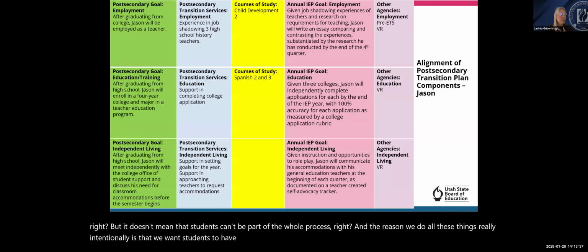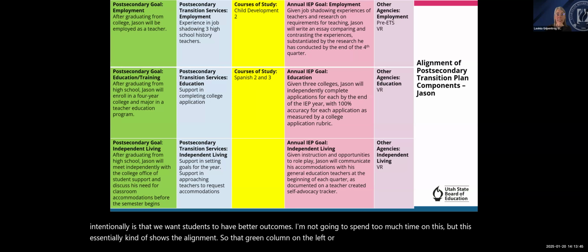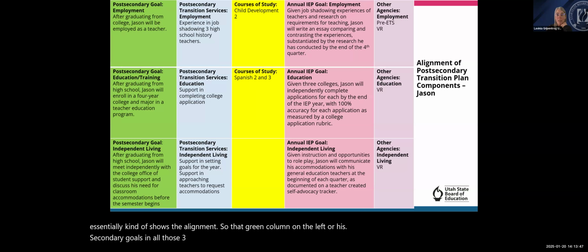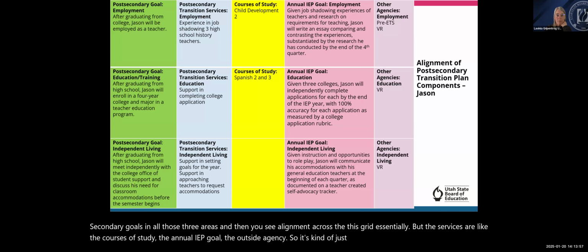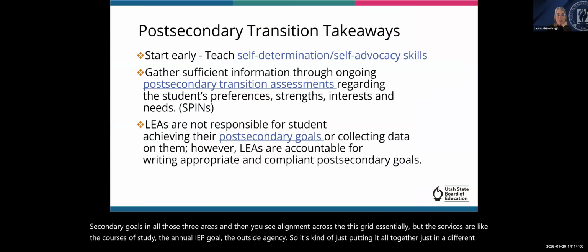I'm not going to spend too much time on this, but this essentially shows the alignment. So that green column on the left are his post-secondary goals in all those three areas. And then you see alignment across this grid: what the services are, the courses of study, the annual IEP goal, the outside agency. So it's just putting it all together in a different format.